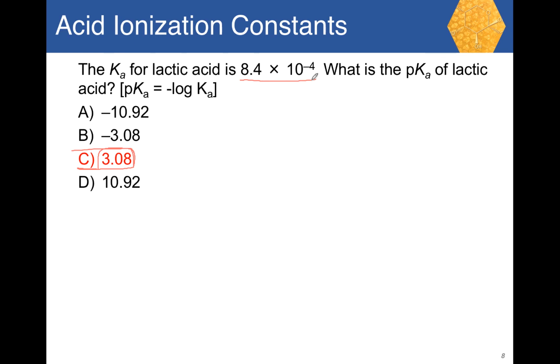By the way, you should be able to take this number 3.08 and convert it back to the Ka. Again, we won't see a lot of that, but you should be able to take the antilog of this number here, and you should get back this number. So you should be able to use this equation to not only calculate pKa's, but also to calculate Ka if given the pKa.